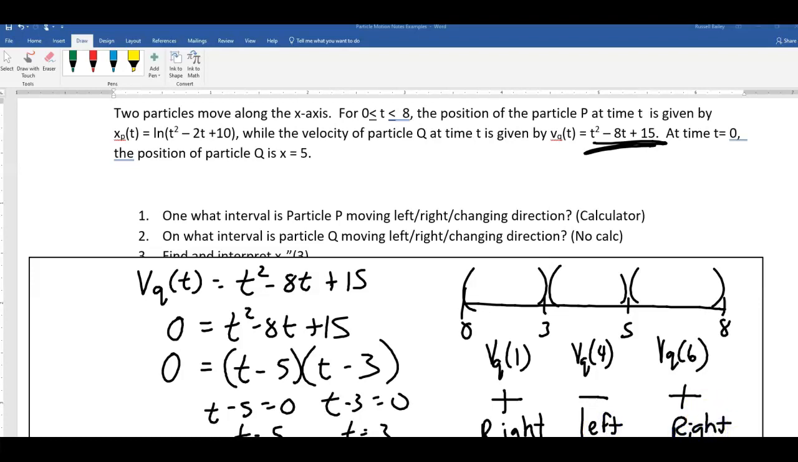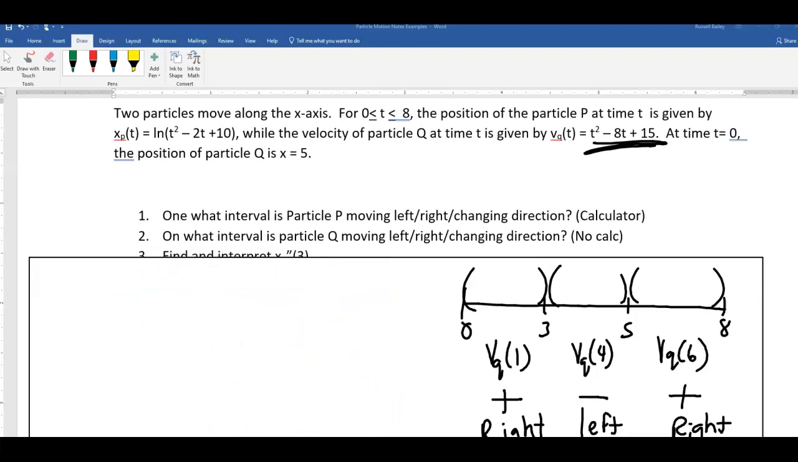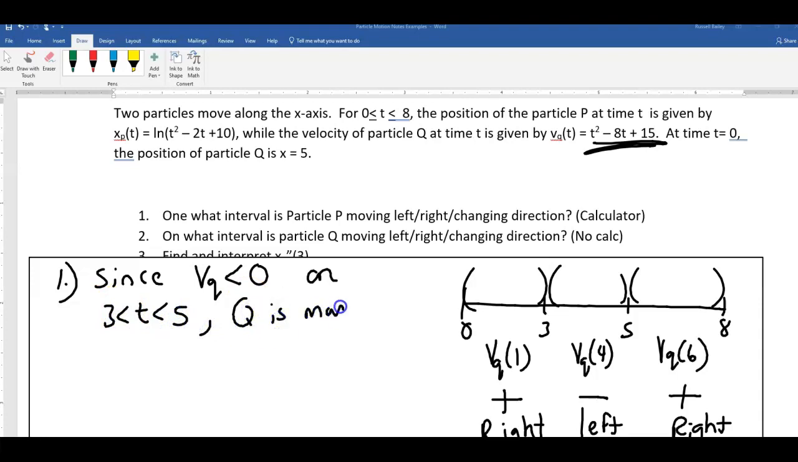Okay? Now, this is good work to show. You should show all that work, but that doesn't qualify as your explanation, right? We still need to be able to give them their explanation, and the explanation is going to look pretty similar to the last one. So here's how we're going to say it. We're going to say, since v sub q is less than 0, in other words, it's negative, on the interval 3 to 5, q is moving left on that interval.